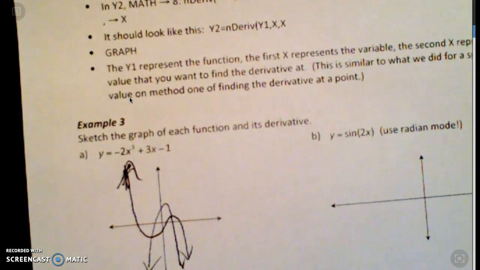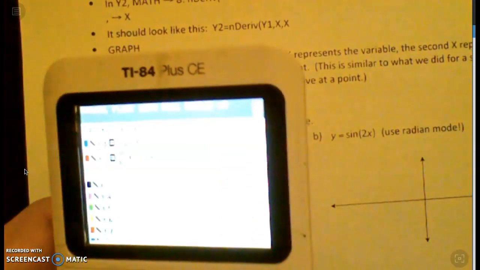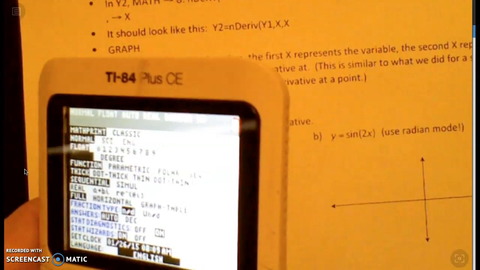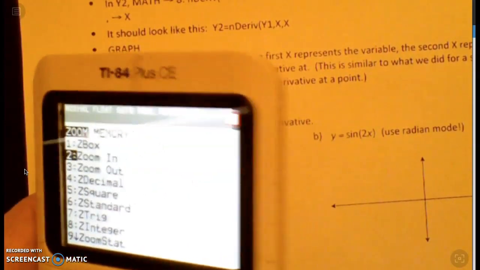You can also do this with all sorts of crazy equations like number 2. So I'm going to pause, do that, show it real quick. This one I can do. It says use radian mode. So if I hit mode, it's in degrees. I can hit radian. And I don't know if you knew, there's a zoom for trig.